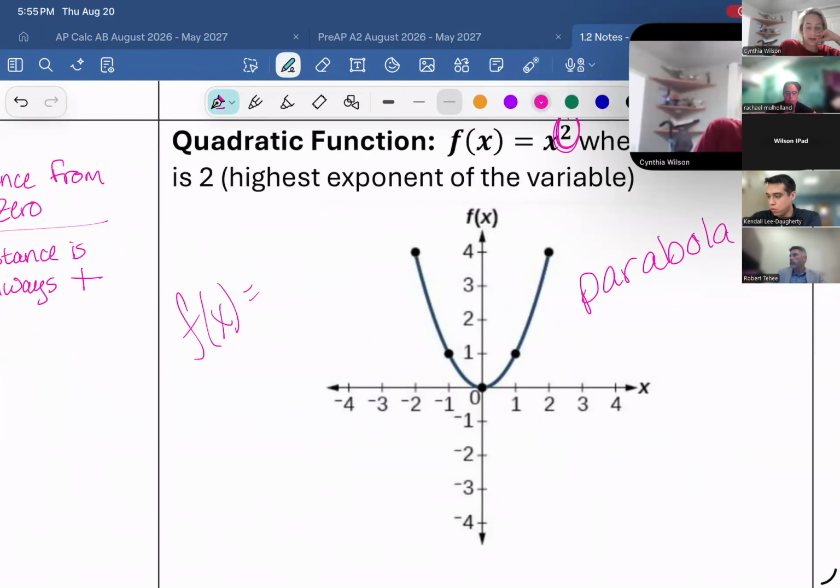So anything that has the highest exponent of 2 would be considered quadratic. So if I've got something like that, I'm looking at the highest exponent. There's 2 x's. Great. But the highest exponent in those 2 x's is the 2. It's quadratic. Make sense?